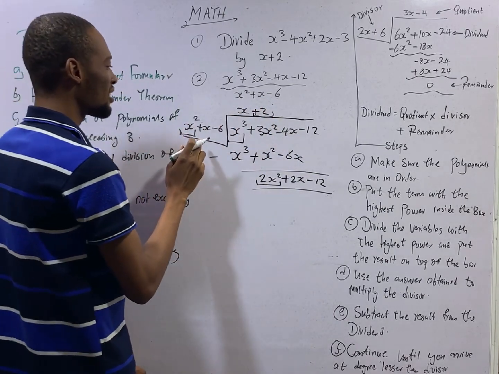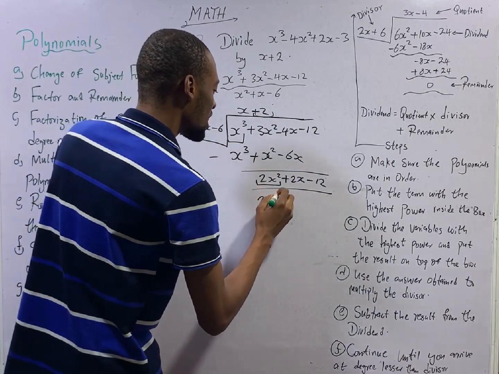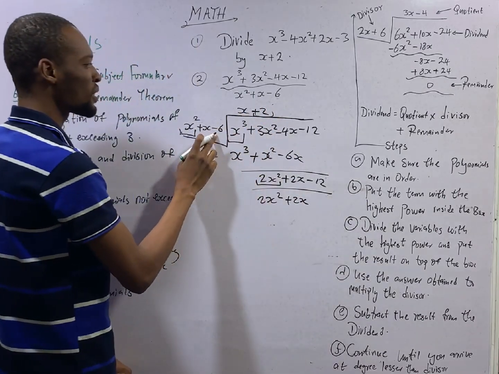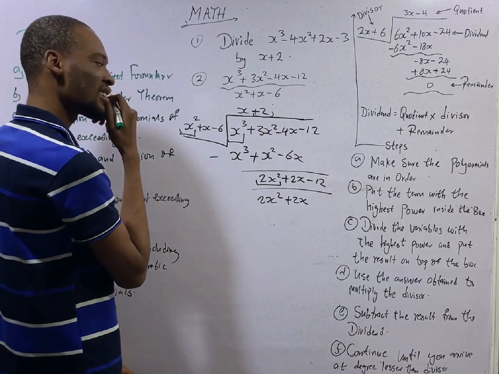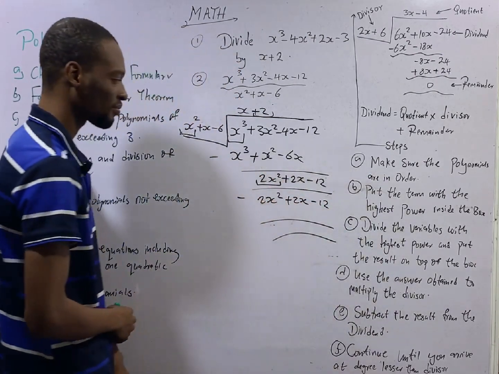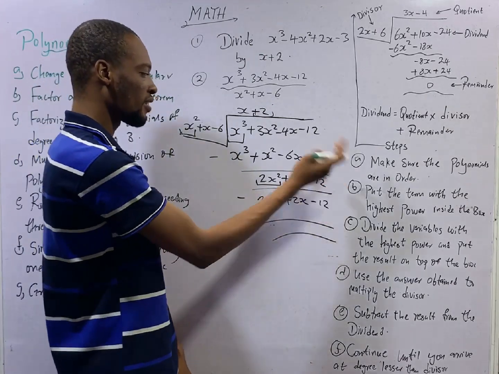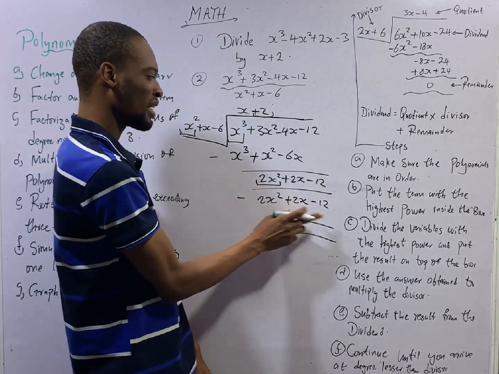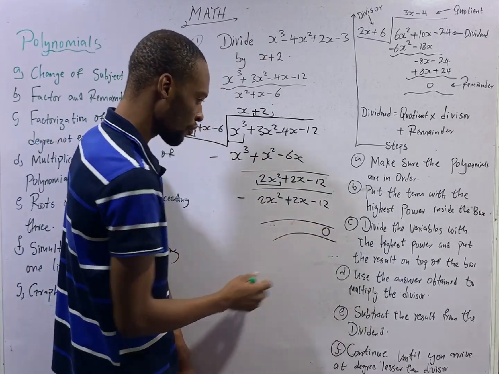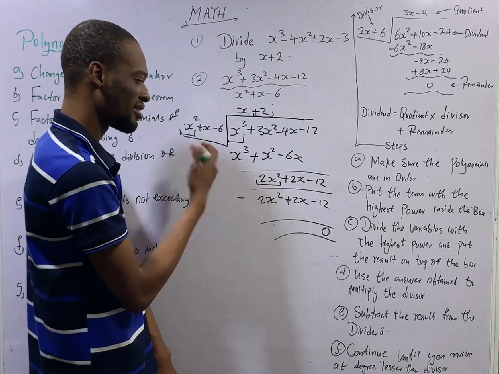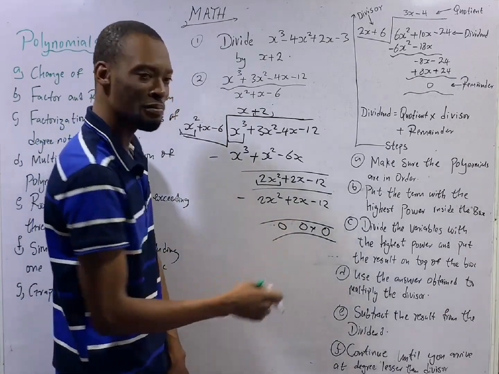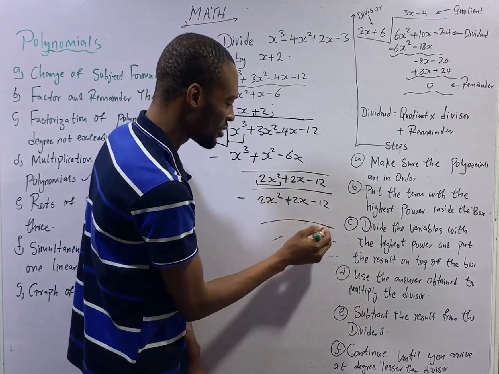2 times 2s squared, 2 times s squared, this is 2s squared. 2 times plus s plus 2s. 2 times minus 6 or minus 12, if I am correct. So we subtract. Minus 12 minus 12, that is minus 12 plus 12. That will be 0. 2s minus 2s, 0. 2s squared minus 2s squared, 0. Everything here is 0.